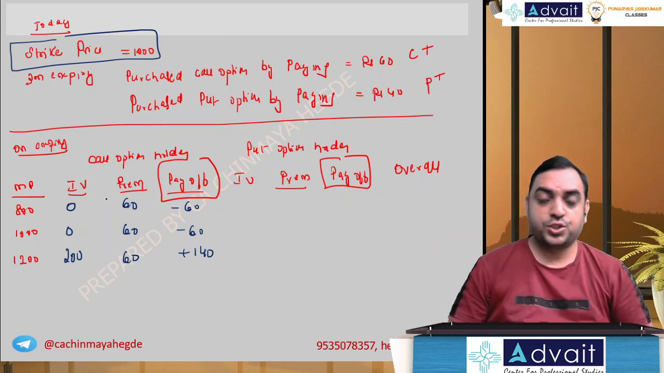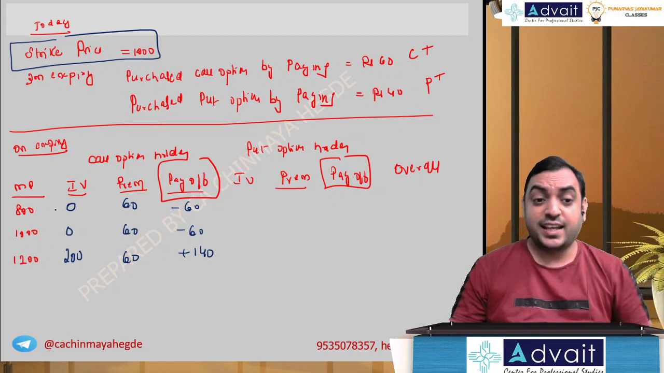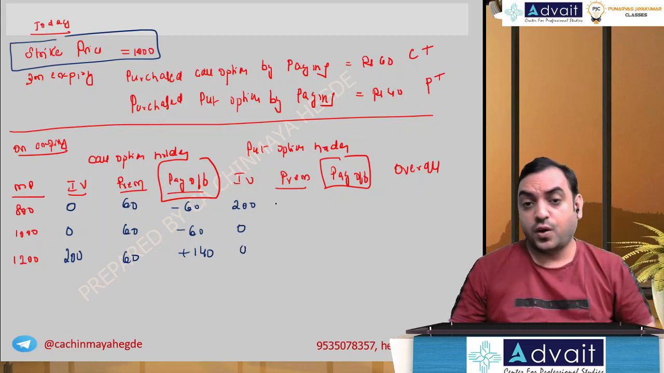Put option holder position. A put option is exercised when the market price is less: 1000 minus 800, that is 200. When the market price is more, the put option is not exercised, so this is 0.